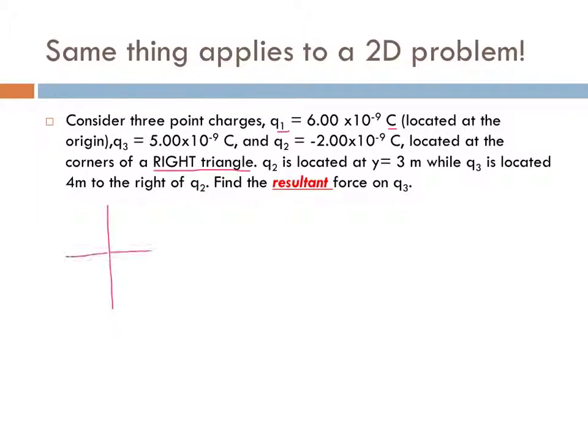So it's important that we draw a little coordinate system here. So we have one charge at the origin. This is Q1. And we have another charge located, Q2 is located at y is equal to 3 meters. That means we're going to go up 3. And here we'll find our second charge. And this is a negative charge. So we're going to include a little negative here. While Q3 is located 4 meters to the right of Q2.